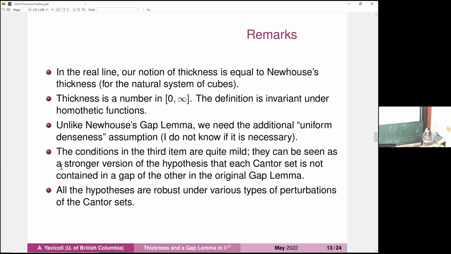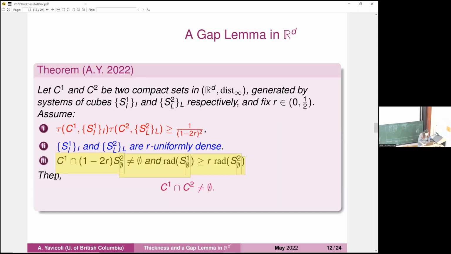In the real line, our notion of thickness is equal to Newhouse's thickness for the most natural system of cubes. Thickness is a number in (0, infinity). The definition is invariant under homothetic functions, which is equal to the case of the real line. But unlike Newhouse's Gap Lemma, at least for my proof, we need to ask for this condition here.